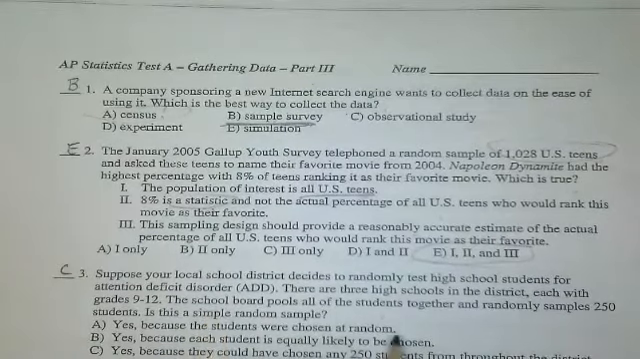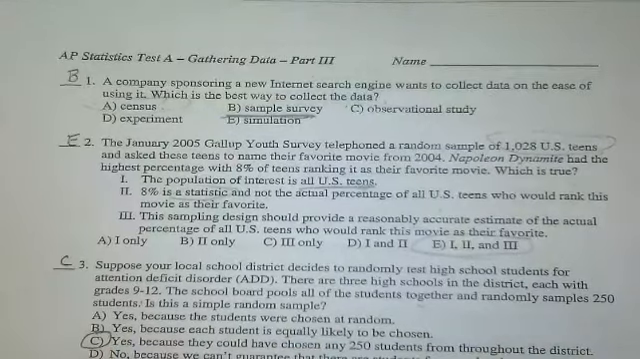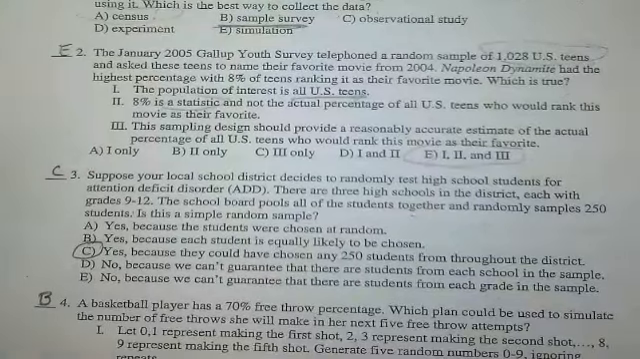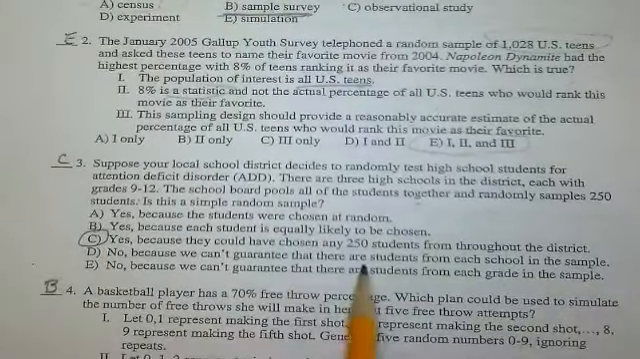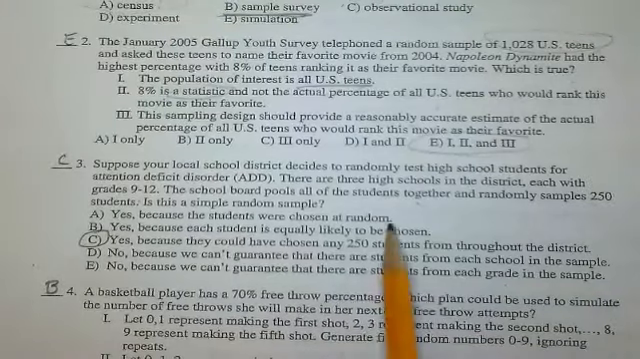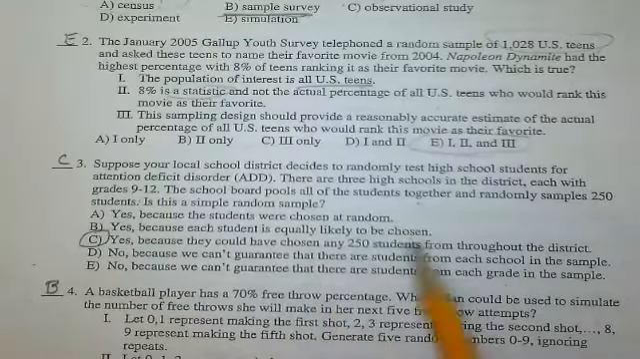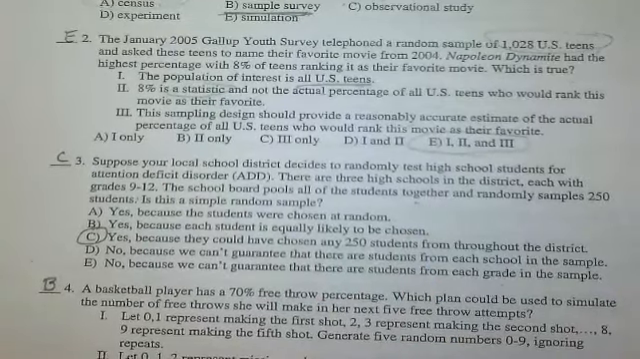Okay, C. Testing students for ADD, each with grades 9 through 12 in the high schools. Pull all the students together and randomly sample 250. Is this a simple random sample? The answer is yes, because they could have chosen any group of 250 students from throughout the district. Yes, they were chosen at random, and yes, they're all equally likely to be chosen, but this is the most precise answer because they could have chosen any 250 throughout.